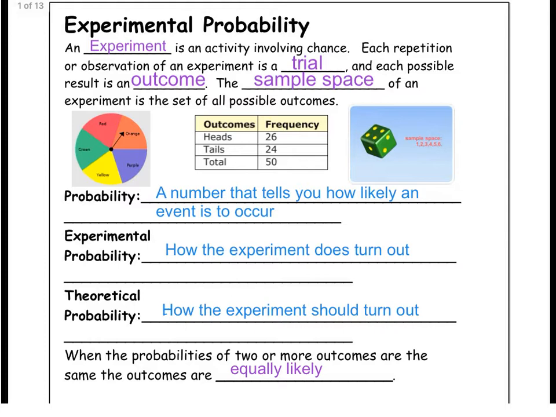Experimental probability is how the experiment does turn out, like when we're doing an experiment, and theoretical probability is how the experiment should turn out. So when the probabilities of 2 or more outcomes are the exact same, the outcomes are said to be equally likely.